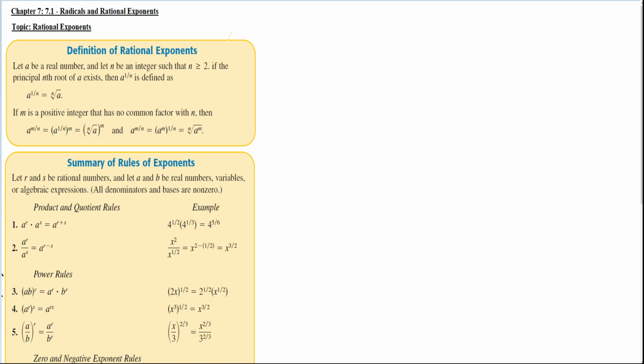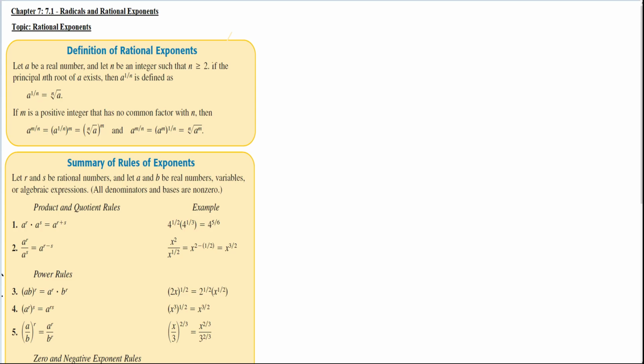My name is Joel and today we will be continuing on with section 7.1, Radicals and Rational Exponents, and the topic this time is rational exponents. So to start off we have this new definition, okay?